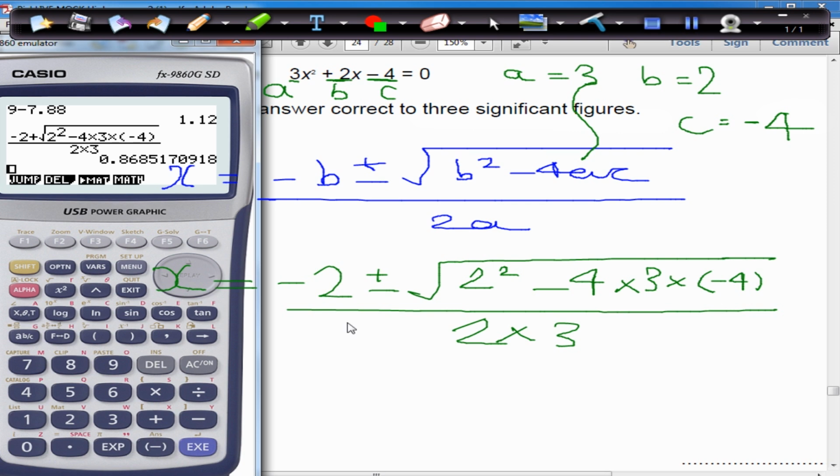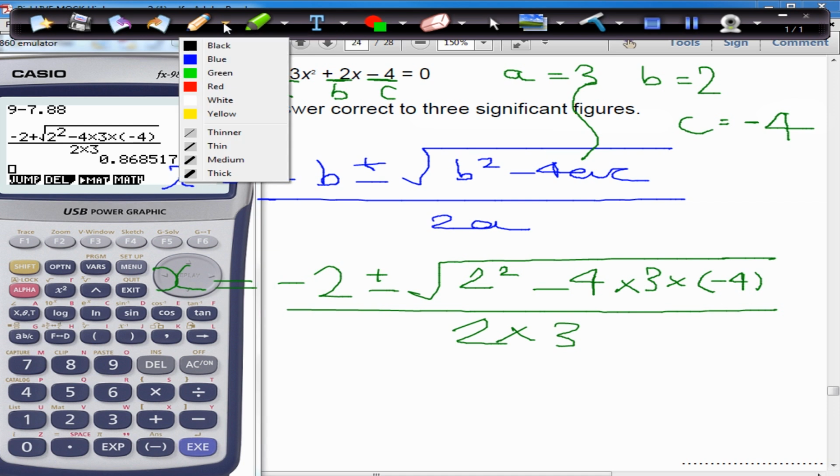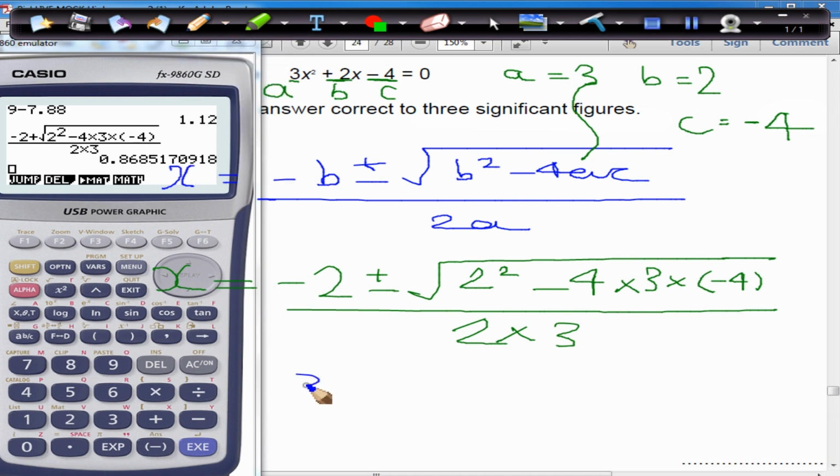0.86851. So if you do that to 3 significant figures, it'd be 0.869. So we can say over here, let's change back to pencil. So we say x is equal to 0.869. 0.869 to 3 significant figures is one answer, folks.